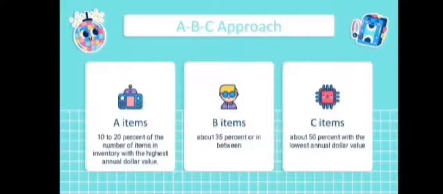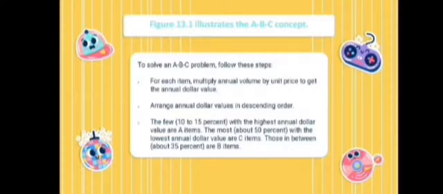Note that C items are not necessarily unimportant. Incurring a stock out of C items, such as the nuts and bolts used to assemble manufactured goods, can result in a costly shutdown of an assembly line. However, due to the low annual dollar value of C items, there may not be much additional cost incurred by ordering larger quantities of some items or ordering them a bit earlier. So as you can see, Figure 13.1 illustrates the ABC concept.